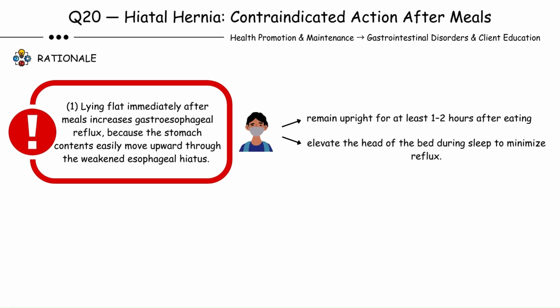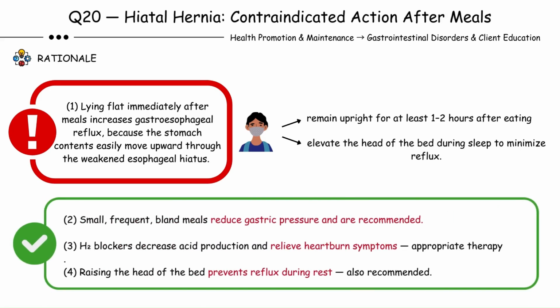Now let's see why the other options are appropriate. Option 2. Small, frequent, bland meals reduce gastric pressure. Excellent teaching. Option 3. H2 blockers decrease acid production. Appropriate and commonly prescribed. Option 4. Head of bed elevation reduces reflux during rest. Exactly what we want. Only lying recumbent after meals worsens the condition.